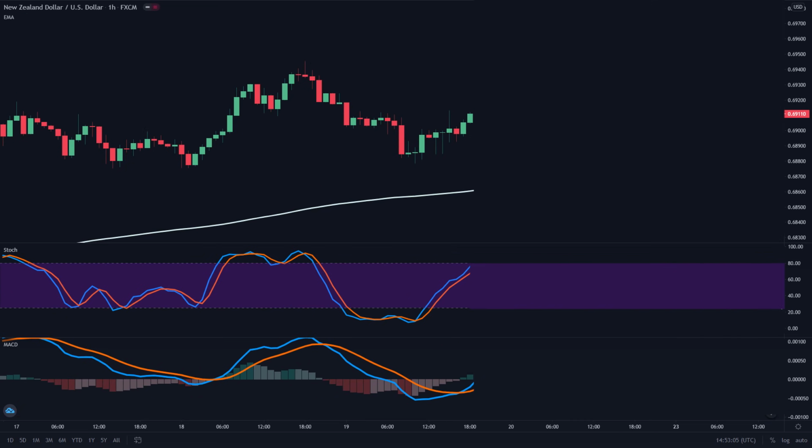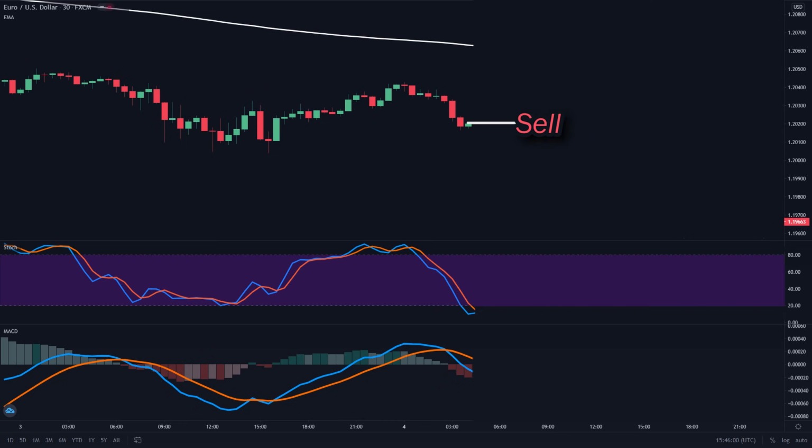Now for your exit strategy. If you're taking buy positions, you want to place your stop loss below the nearest swing low and set your profit target at 2 times your stop loss. And if you're taking sell positions, you want to place your stop loss above the swing high and set your profit target at 2 times your stop loss. Let's look at this strategy in action.